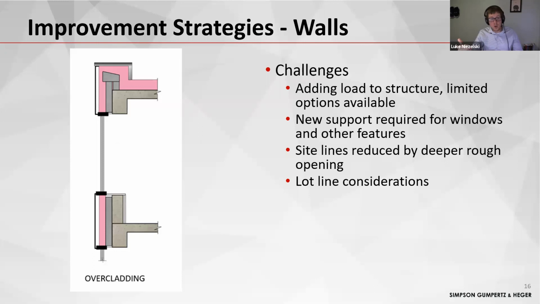With moving that window out, if you have narrow, small windows, your sight lines may be reduced by the deeper rough opening. If you have a small window, it might start feeling like a window well more than a regular window that you might have. And then again, lot line considerations, even more so in this one, because you're really just adding to the wall.